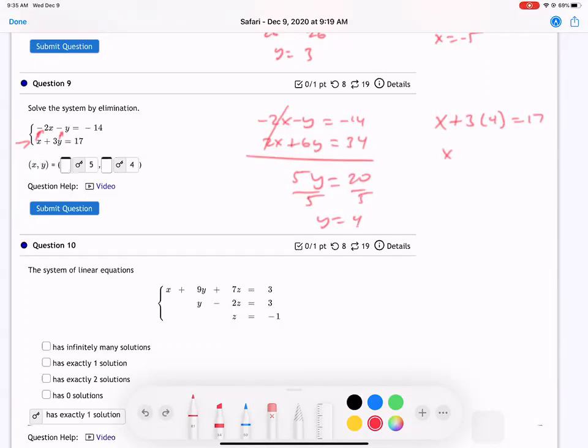Whoops. y is 4, yep. Plus 12 equals 17, minus 12, minus 12. x is equal to 5. If I want to double check, you can plug this in. Negative 2 times 5 minus y, which is 4, is equal to negative 14. Is that going to be true? Yes, that's negative 10 minus 4 is equal to negative 14.